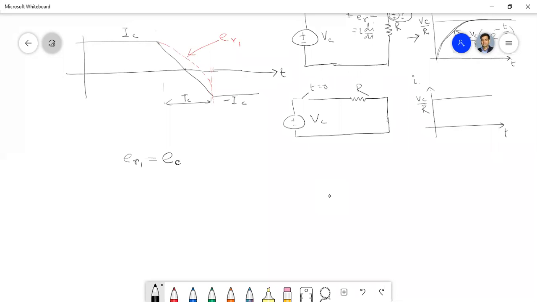So transformer EMF, because current is changing. Correct. Is the transformer flux EMF changing? Is the transformer EMF? So therefore L di/dt you are getting. So I told you very clearly that when the current itself is changing, that gives us the transformer EMF.